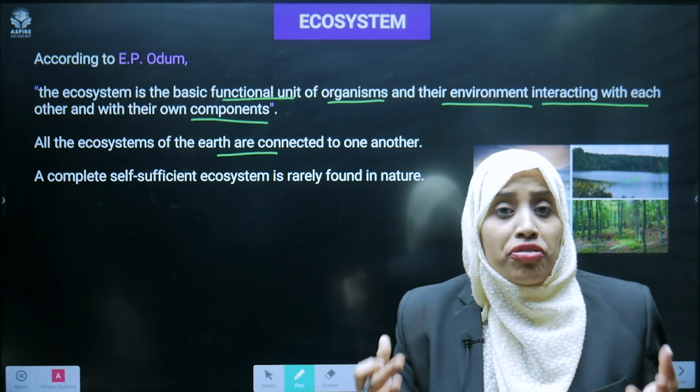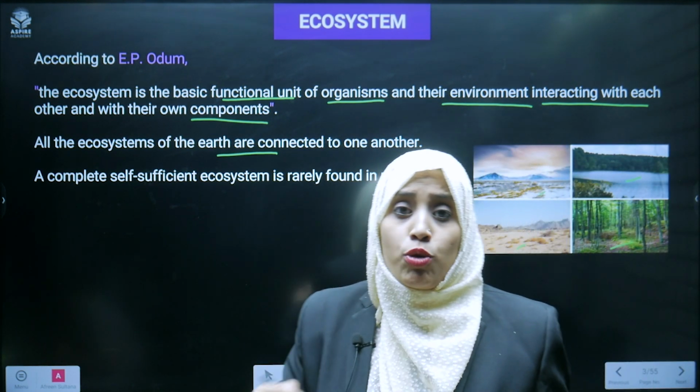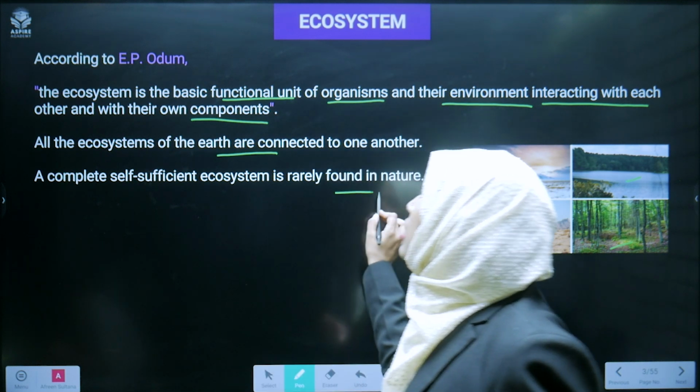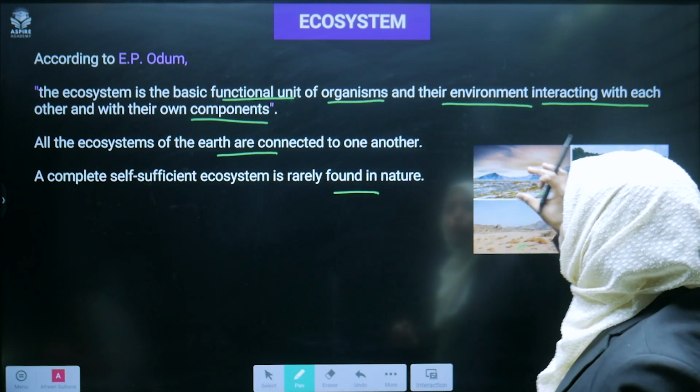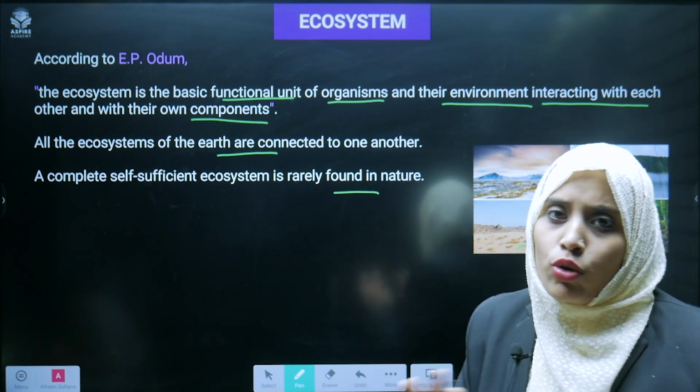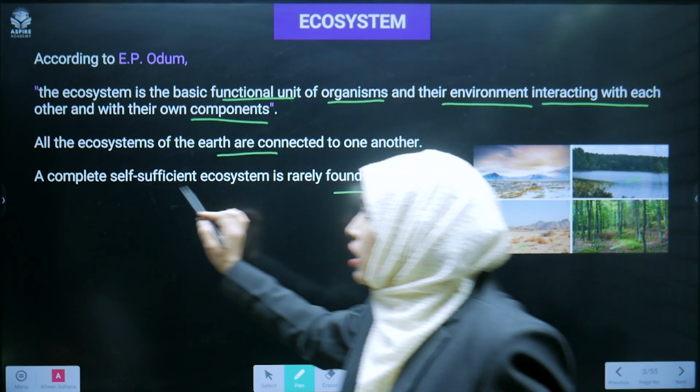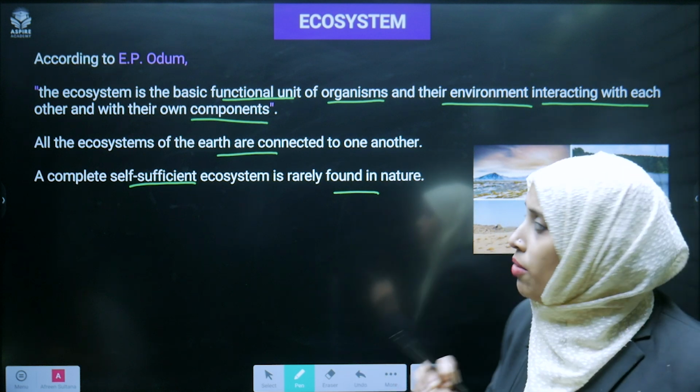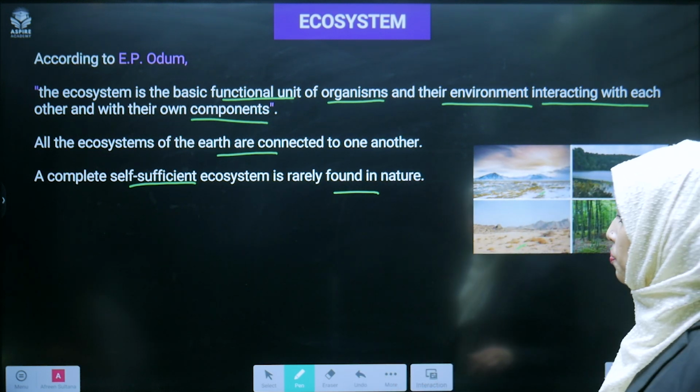If we want some of the ecosystems to be self-sufficient, rarely is it possible, because there will be some connection between different ecosystems. In isolation we cannot find this at all. So a completely self-sufficient ecosystem is rarely found in nature.